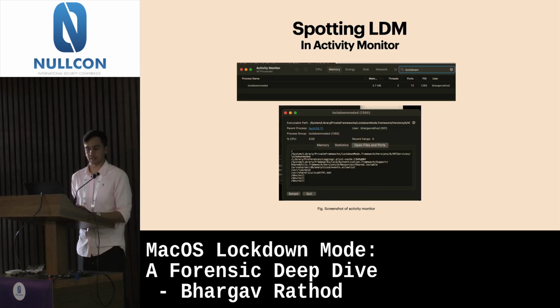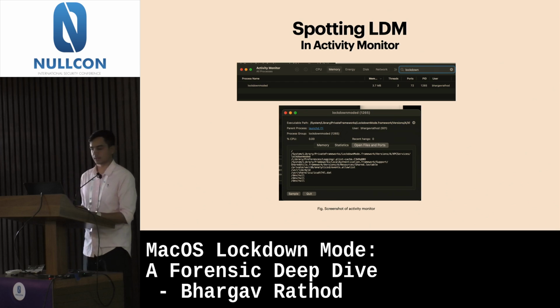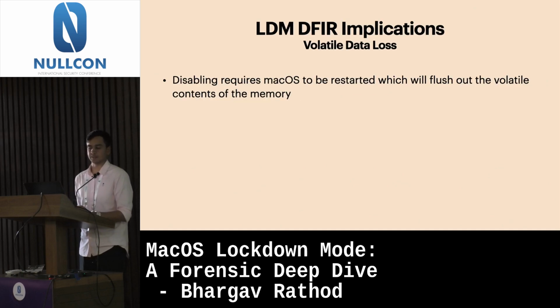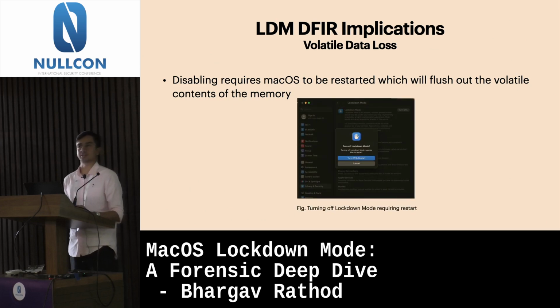Then this is just an overview from Activity Monitor. You'll always see lockdownmoded running on your macOS, and you can go into all the details: what open files and ports it has. Then come the caveats of Lockdown Mode being enabled. The first is that volatile data would be lost. Why? Because if you want to disable it, you have to restart your machine, and restarting will flush out all of your volatile memory.